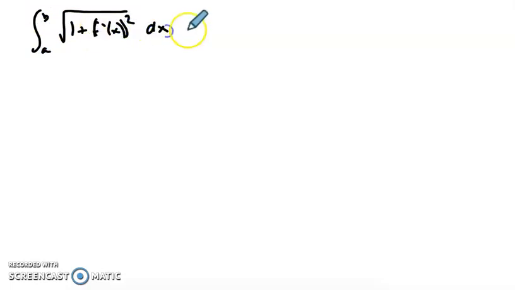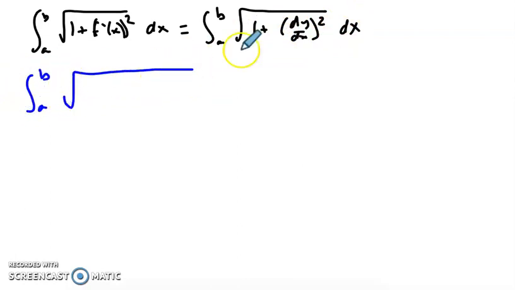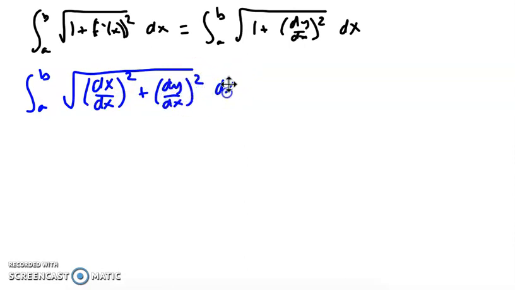So the way that it works is if you take the distance formula, which was the integral from a to b of the square root of 1 plus f prime of x squared dx, that was actually equal to 1 plus (dy/dx) squared. So we're putting it in Leibniz notation. Then that gives us from a to b square root of, and I'm going to change the 1 to be (dx/dx) squared plus (dy/dx) squared, and a dx here.